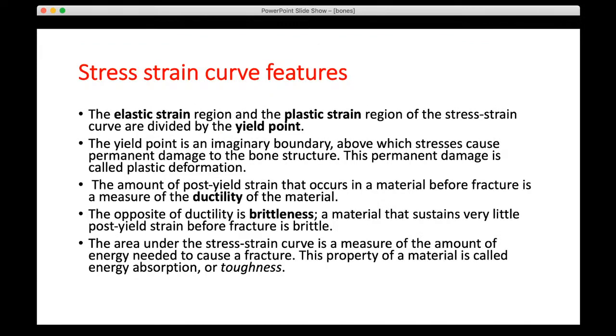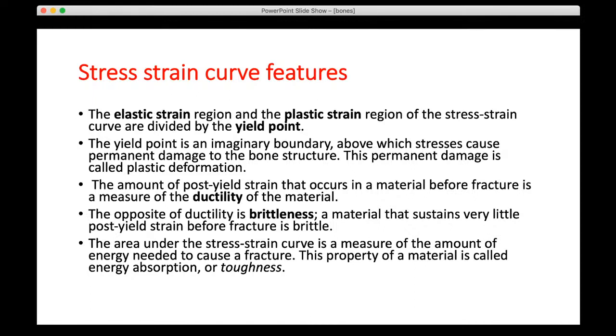Now I'm summarizing all these points which I have explained to you by curve. So here they are. The elastic strain region and the plastic region of the stress strain curve are divided by yield point. And what is yield point? Yield point is an imaginary boundary or point above which stress causes permanent damage. So above Y there will be permanent damage to the bone structure. This permanent damage is called plastic deformation.